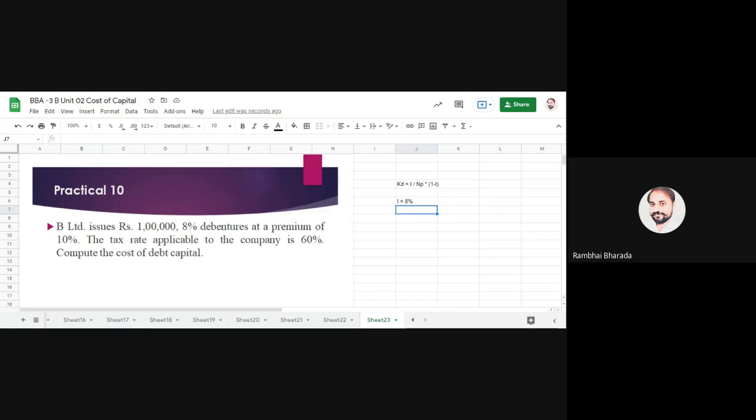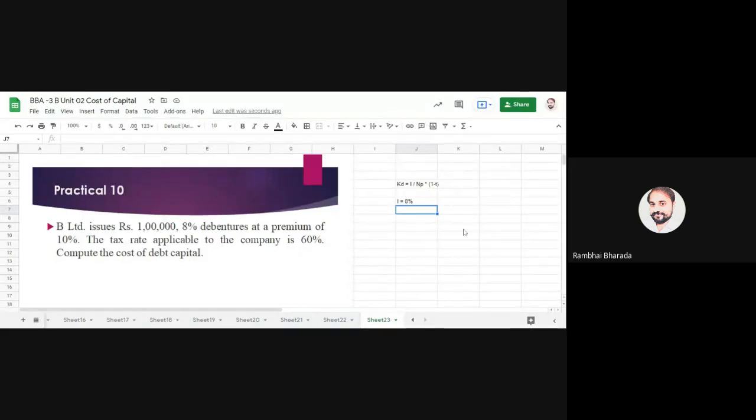Now, issued at a premium of 10% and tax rate applicable is 60%. Again, I tell you that the 60% is a hypothetical figure. In the real world, in a practical world, the maximum tax rate is 30% and 4-5% is this. So maximum 35% tax rate is there, but it is only for a calculation purpose.